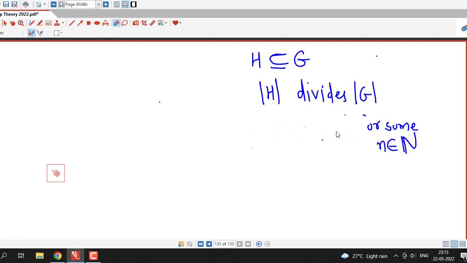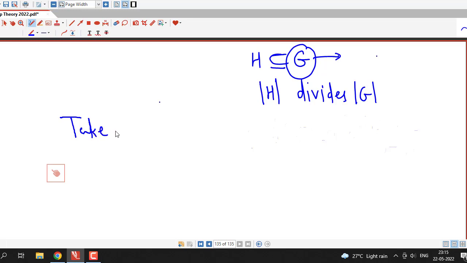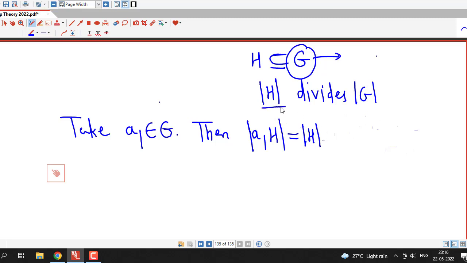So how to prove this? Order of H divides order of G. So for that we know that this G is a finite group, so the number of elements in G will be finite. So we start by taking any particular element of group G. Let A1 belongs to G. Then we know that if we take left coset corresponding to this element, then order of that left coset will be equal to order of given subgroup, which is denoted by capital H.